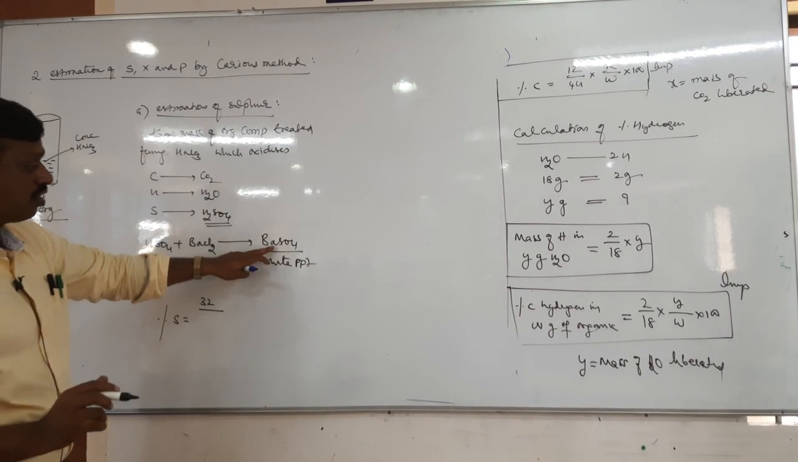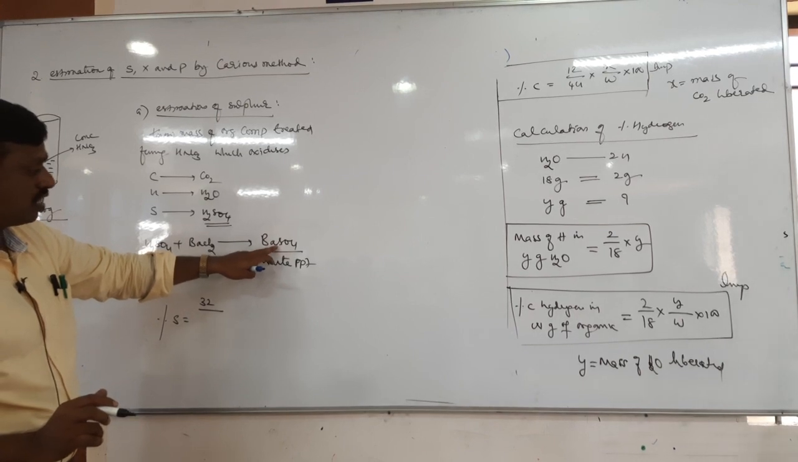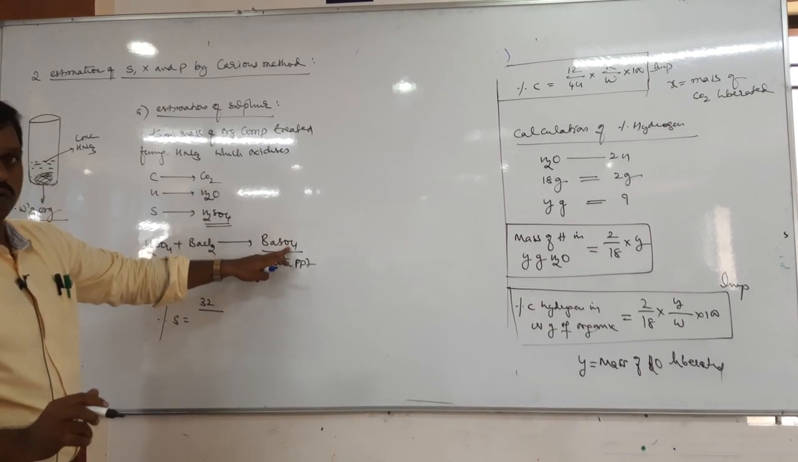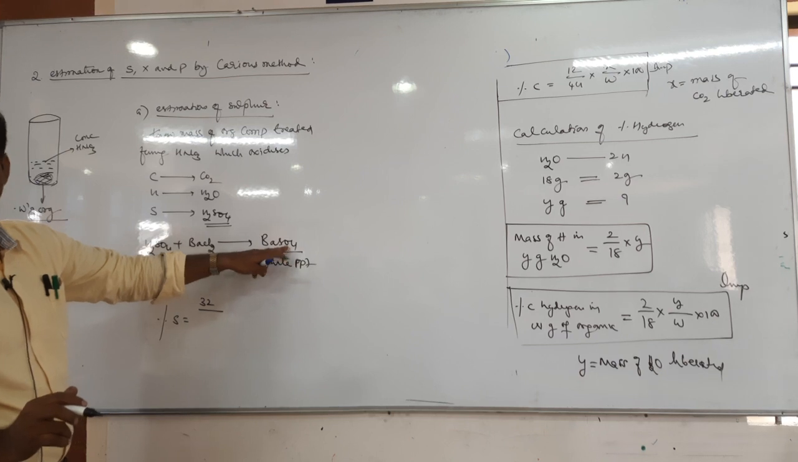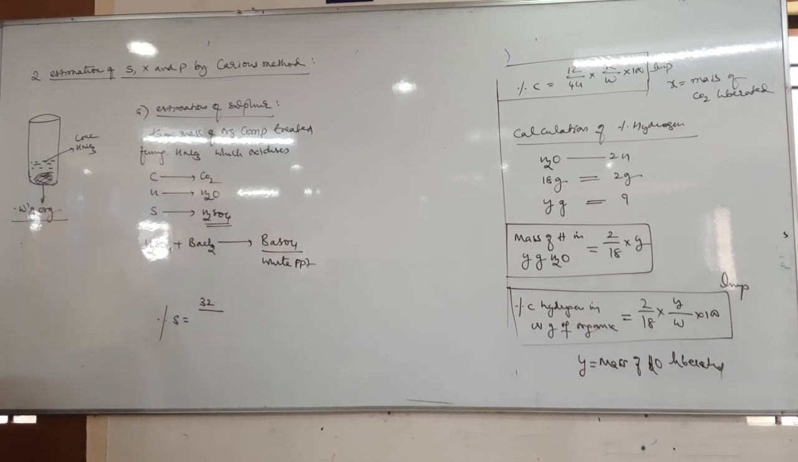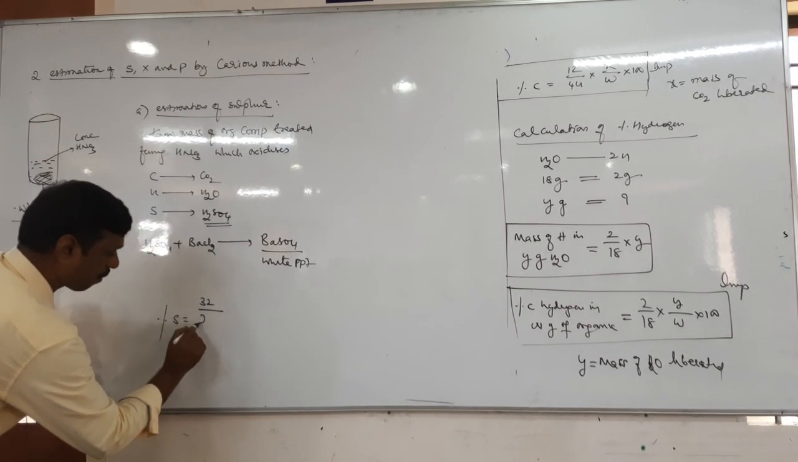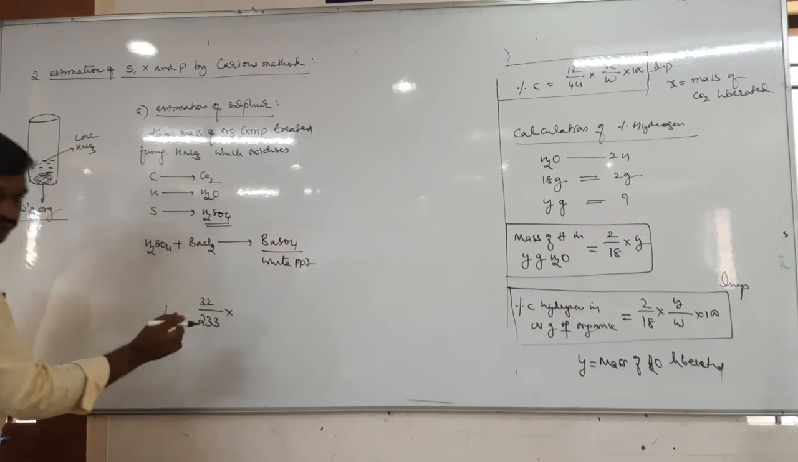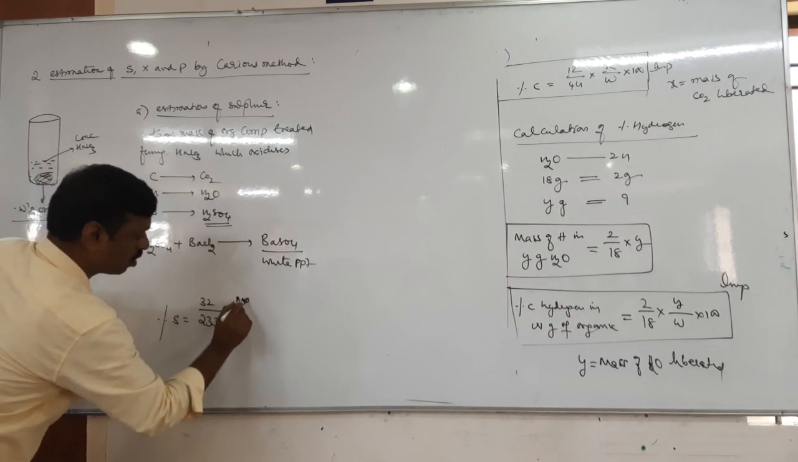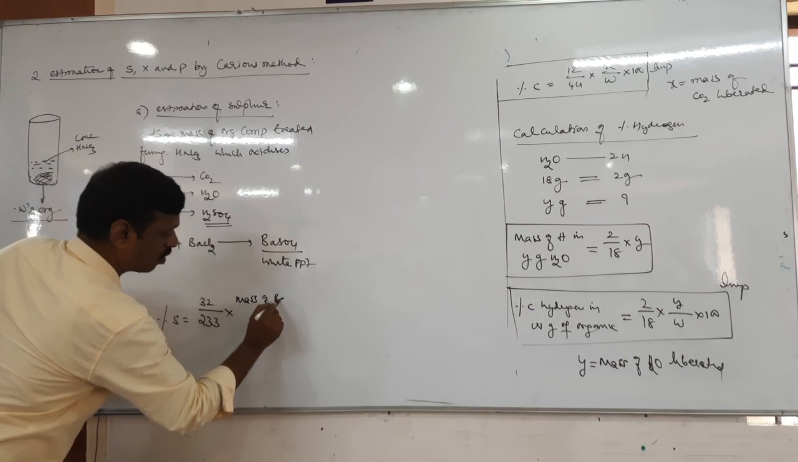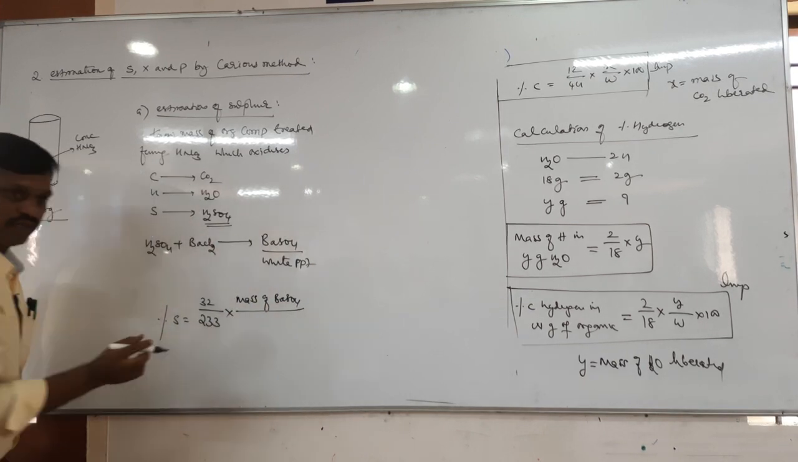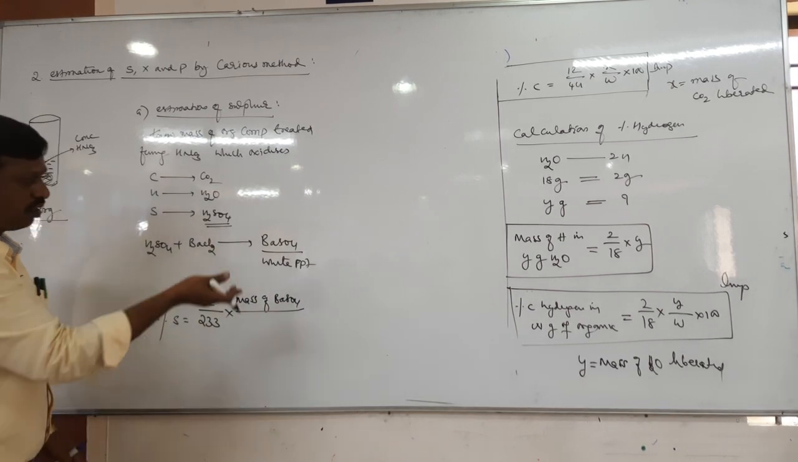So barium is 137, 32, 64. Do it. 233, right? Okay. So 233 into, next is what? Mass of barium sulfate. So how do you get mass of the barium sulfate?